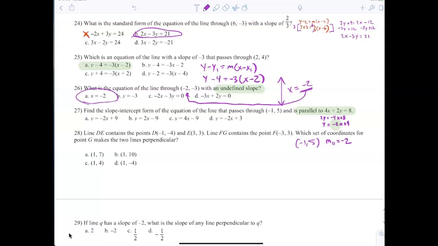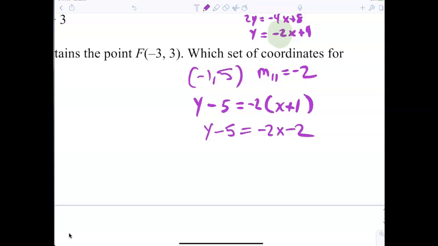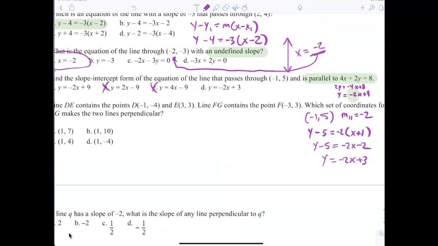Now, again, looking back, we can say, well, it's obviously not B, obviously not C, because the slopes are not negative 2. So now we'll just put this in point slope form. So it'd be y minus 5 equals negative 2 times x plus 1. Distributing the negative 2, y minus 5 equals negative 2x minus 2. Adding 5 to both sides, y equals negative 2x plus 3. So y equals negative 2x plus 3. Correct choice, D. All right.